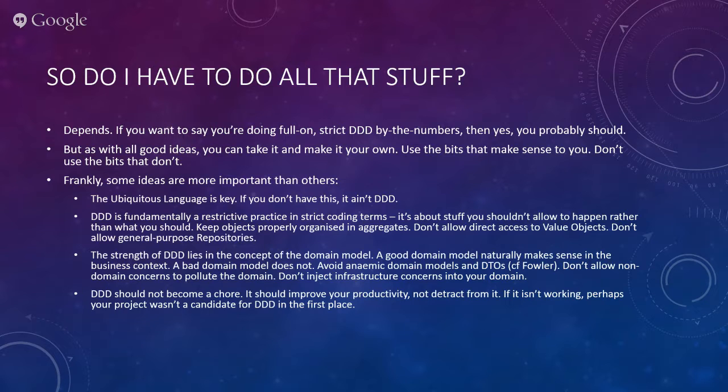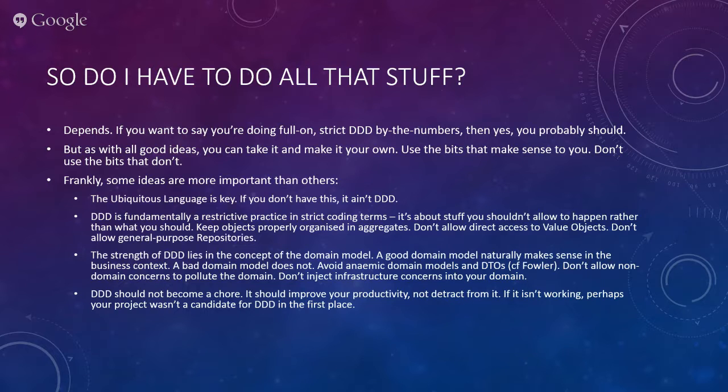I've said that I think it's fundamentally a restrictive practice in coding terms, that it's about stuff that you shouldn't let happen rather than the stuff that you should. So a lot of DDD is not about do this, it's about don't do this. You should keep objects properly organized in aggregates. Don't allow direct access to the value objects. Don't allow general purpose repositories, that sort of thing.